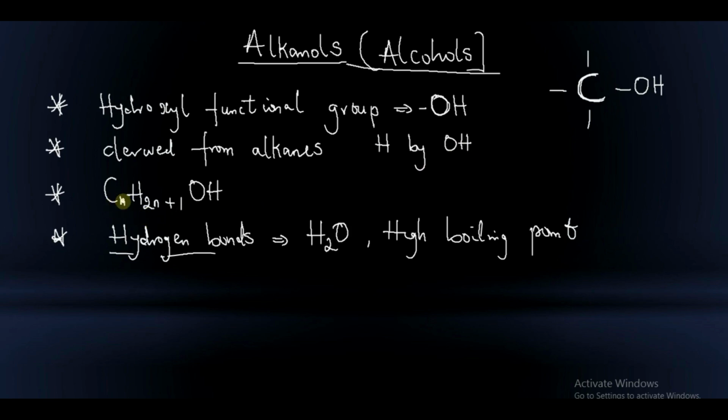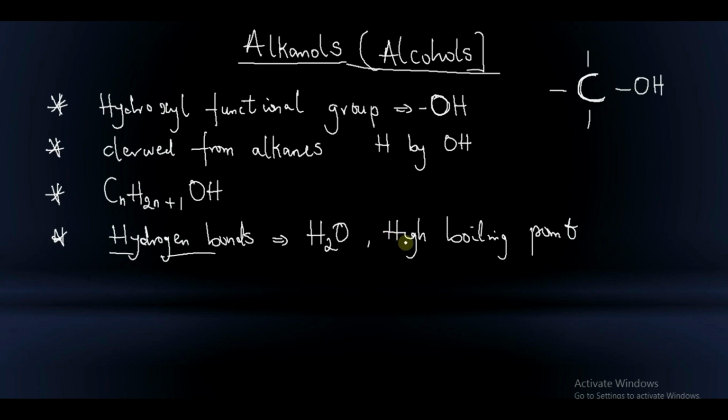And the third thing you should know here is that the general molecular formula is CnH2n plus 1 OH. This is very important. So just cram this: CnH2n plus 1 OH. You can use it to get the formula of any alkanol. Then the last thing is that they have the ability to form hydrogen bonds, and this is what makes them soluble in water, and this is what makes them have high boiling points. So this is very important.